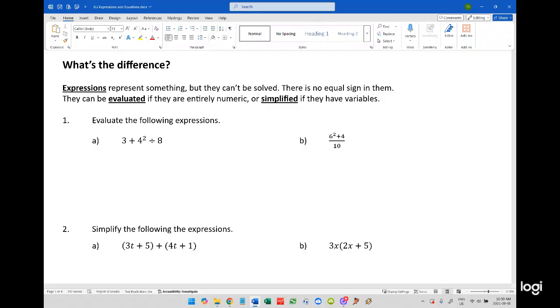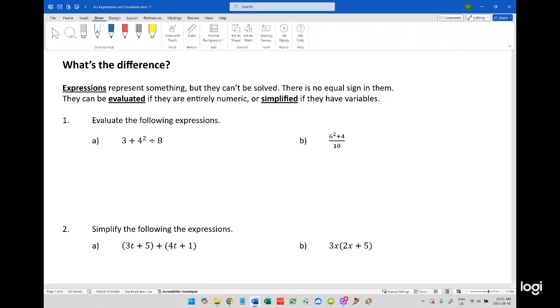Okay, so for question 1, I'm asked to evaluate the following expressions. So 3 plus 4 squared divided by 8. You'll notice that there's no x and no equal sign in there. There's no variable to solve for. There's no equal sign to begin with. All I can do is figure out what that's actually equivalent to. So I'm going to follow my normal rules for BEDMAS and just say that I've got to do the square before the addition or the division.